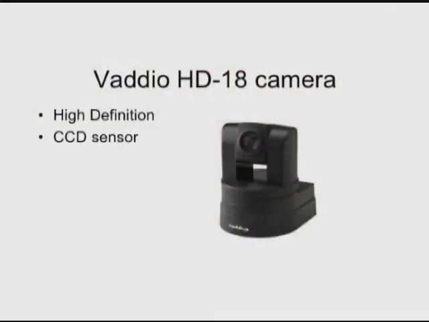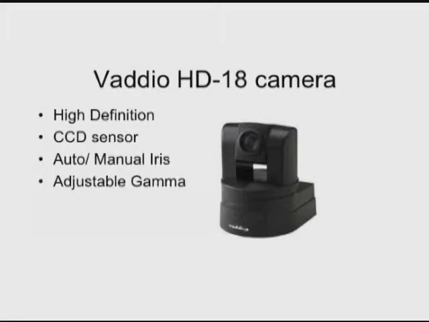At Vario, we manufacture the HD18, which is probably the best camera in its class manufactured in the United States. It's a high-definition camera. It has a CCD sensor. It provides auto and manual iris. It provides you with adjustable gamma. It has an excellent dynamic range and very, very low flare on the lens.